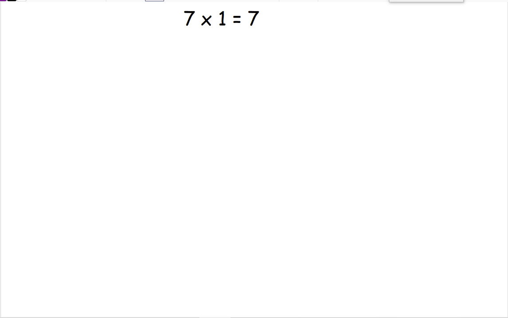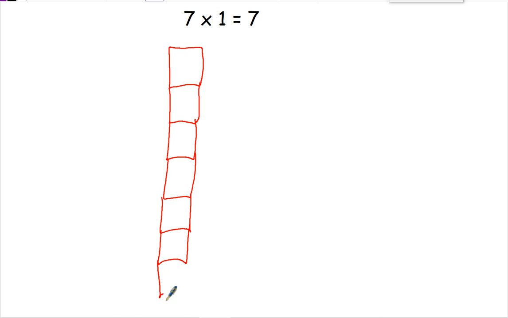Okay. Let's make an array for this one. So this says 7 times 1 equals 7. So I'm going to put in 7 rows. 5, 6, 7. And then there's only 1 square in each row, so I'm done. So this is a 7 by 1 array, and there are 7 squares in this array.